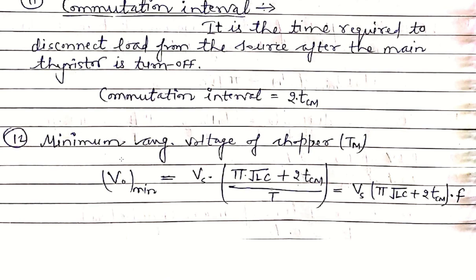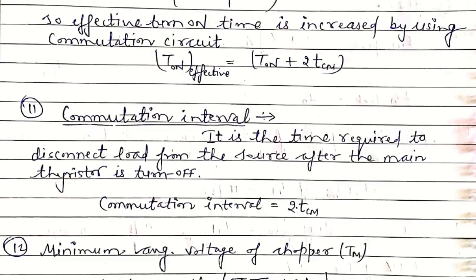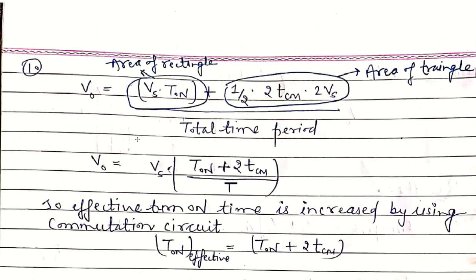Now we calculate the minimum average voltage of the chopper. Chopper means the thyristor switch, which will act like a chopper switch. We want to calculate the minimum average value. How can we calculate the minimum value? See the voltage waveform expression, which is V naught equals Vs into T on plus 2 TCM divided by T. What is the minimum turn on time?